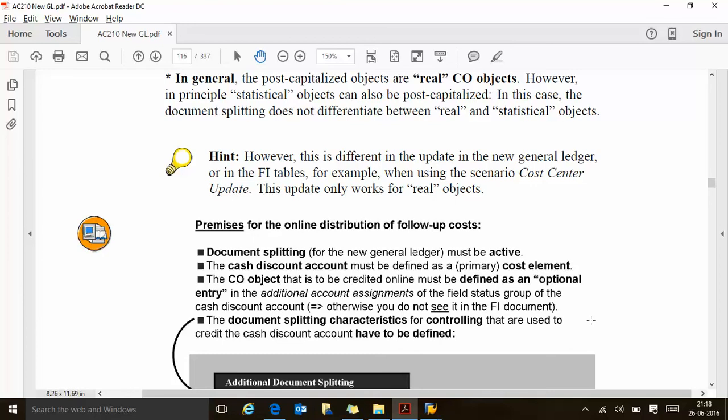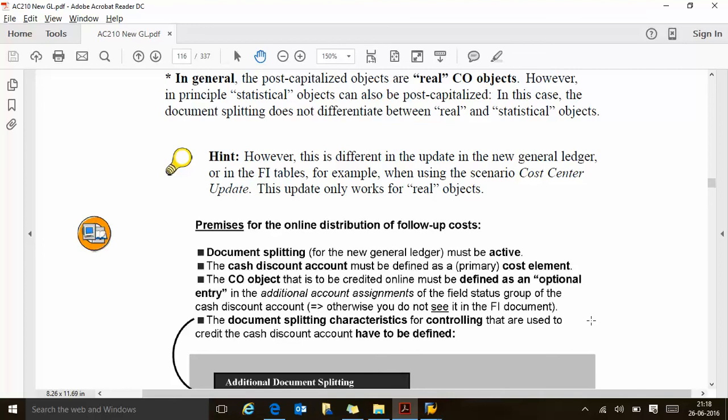So in the GL account of the cash discount, you have to define the cost object as an optional field, because you will not have it every time. Only in some cases will you have the scenario. So you cannot make it mandatory, you make it optional.